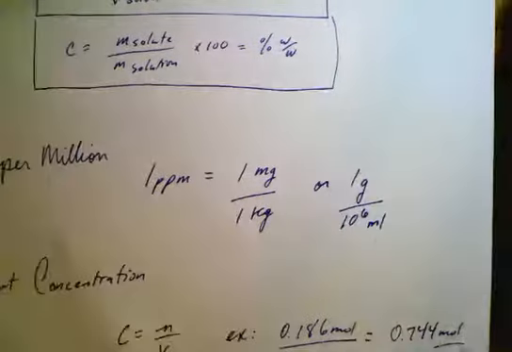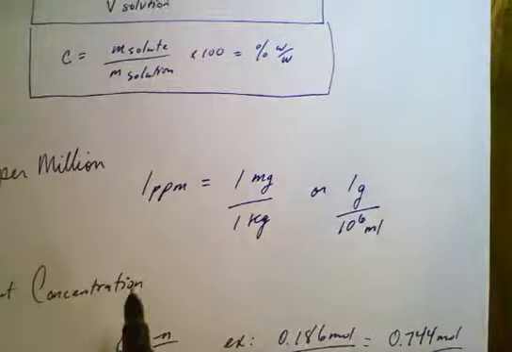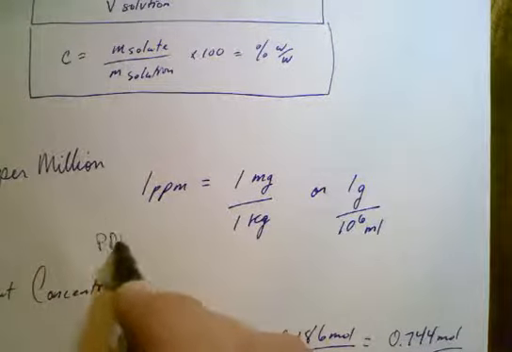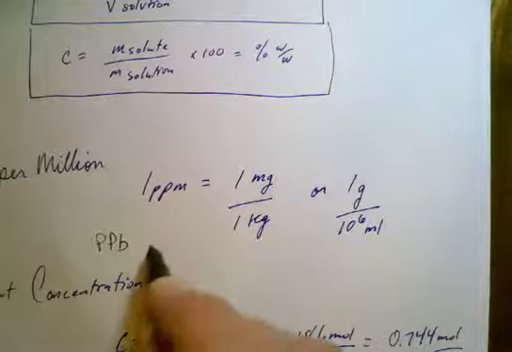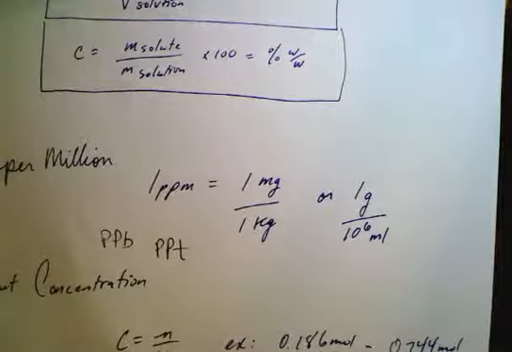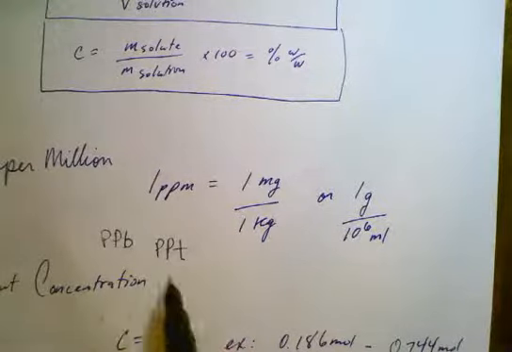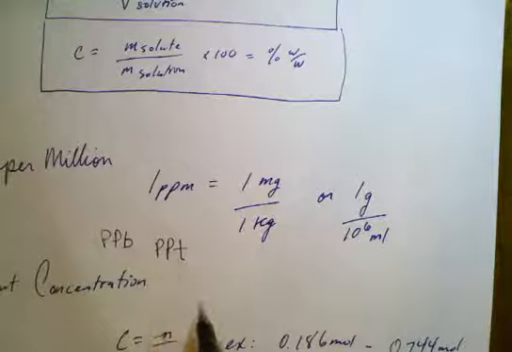part per million. There are 2 others that you need to be aware of, and that's parts per billion and parts per trillion. And again, those are self-explanatory, so they're just saying that you have 1 part for every billion of the solvent, or 1 part for every trillion of the solvent.